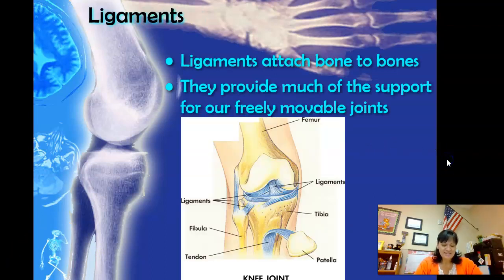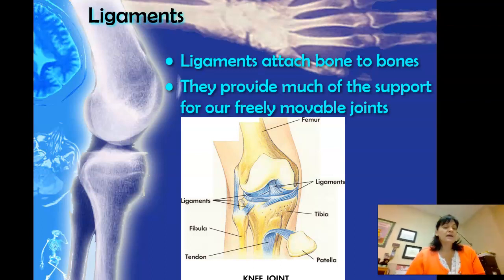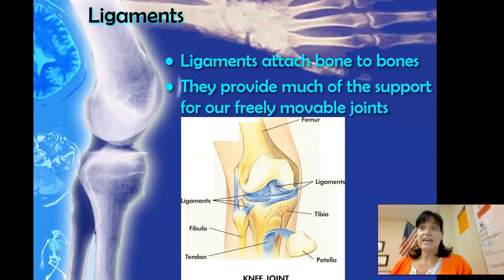There we go. Next is ligaments. So ligaments attach bones to bones. They provide much of the support for our freely movable joints. And so how I remember this, a ligament attaches bone to bone. If you put 2 bones together, you can make an L, okay? So ligament, bone to bone. How I know this is different from the tendons, this is how I remember a tendon. A tendon connects muscle to bone. So when I think of that, I think of a T-bone steak, okay?